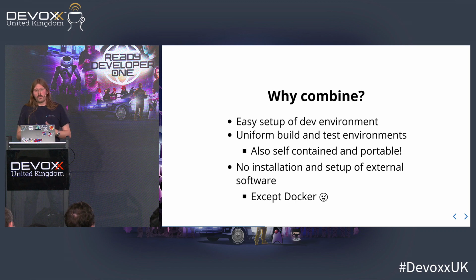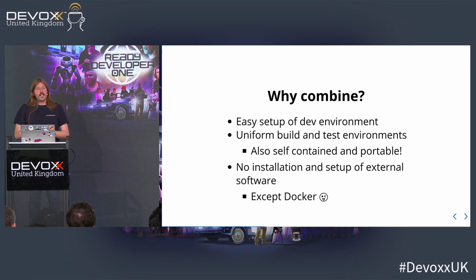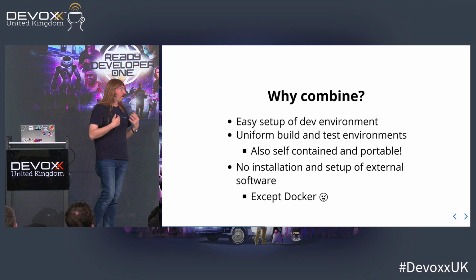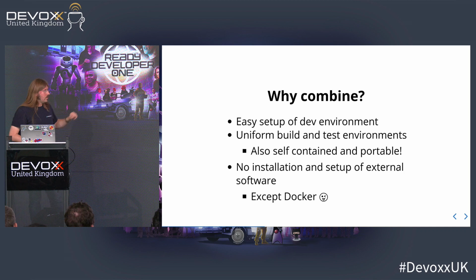Also, we want to have a uniform build and test environment. I want to be pretty sure that if the build and the tests work and run on my system, they should run and work the same way on the CI system. And therefore, everything should be self-contained in the repository, as part of the tests, and should be executed the same way in the other environments as well. And in addition, I don't want to have any manual installation and setup of external software like databases, like a Kafka or whatever. But of course, if we start to use Docker for this stuff, we need Docker somewhere.